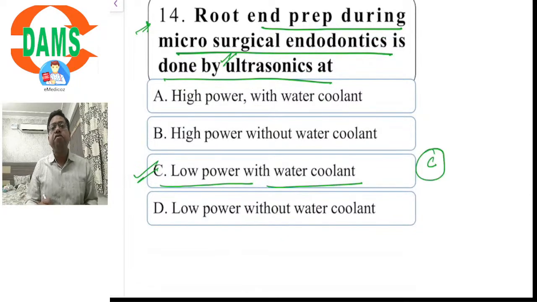Why low power? Because ultrasonic root end preparation has the potential to cause root end fractures due to vibration of the ultrasonic tip. A related question came in your NEET examination a few days back, asking what is the most common side effect of ultrasonic root end preparations. The most common side effect is that root fractures can happen due to ultrasonic vibration. So to prevent the root fractures, we have to use a low power setting with a water coolant to dissipate the heat generated due to ultrasonic vibration. So option C would be the answer here.